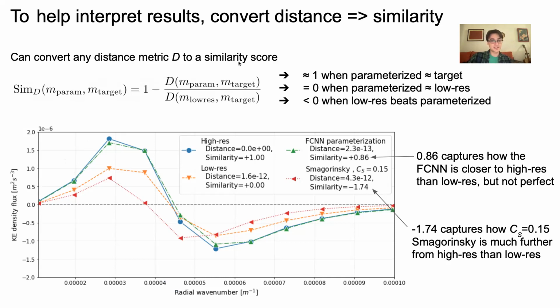This formulation gives us a similarity score that quantifies what percentage we are closer to the high-res than the low-res. So in this case, we can see this parameterization, which is in green, does pretty well. The similarity score is 0.86, meaning we're pretty close to 1, which is the ideal. The Smagorinsky parameterization in this case, which is a baseline, is negative. It's doing worse than low-res. And of course, high-res is 1 by construction and low-res is 0 by construction.